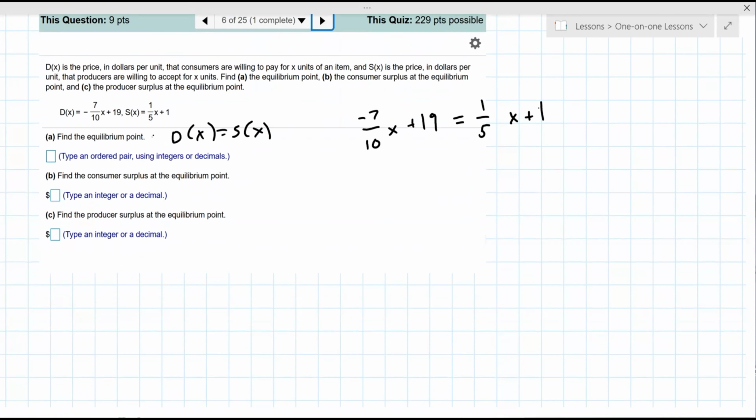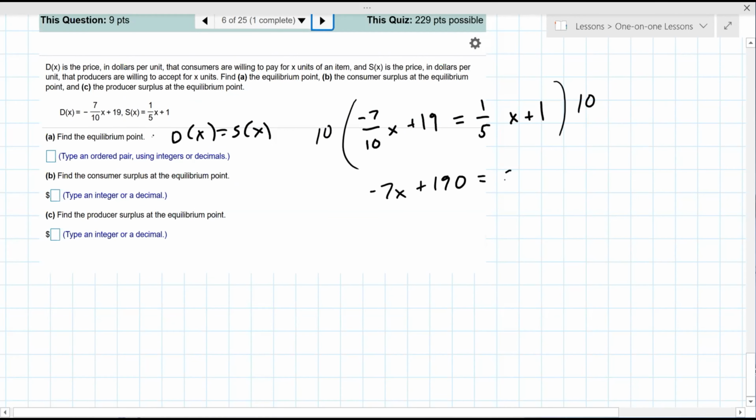If you had to do this by hand, it's slow. You really need to clear the fraction here. So you multiply everything by 10. So it gives you minus 7x plus 190 equals 2x plus 10. And then if we move some stuff around, we get 9x on this side and 180 on this side. So x equals 20. So that's the first point.